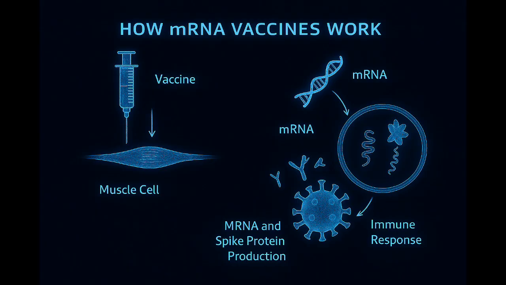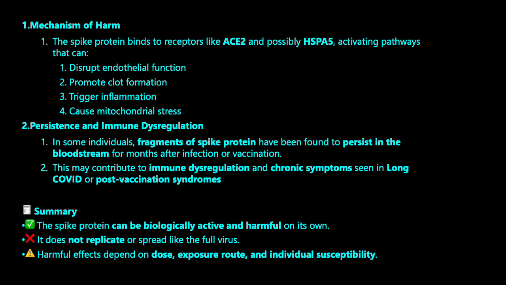This is how the COVID mRNA vaccines work. When the vaccine is injected, it goes into the muscle cell. And from the muscle cell, the mRNA will go into the cells, and inside the cells, they will help to produce spike proteins. And these are the spike proteins that we find in our blood when we have got an injection of mRNA vaccines.